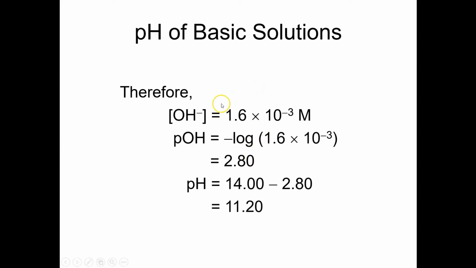If I did the opposite thing, which was to take this hydroxide concentration and use Kw to convert it into an H plus concentration, and then take the negative log of that H plus concentration, I would still get 11.2.